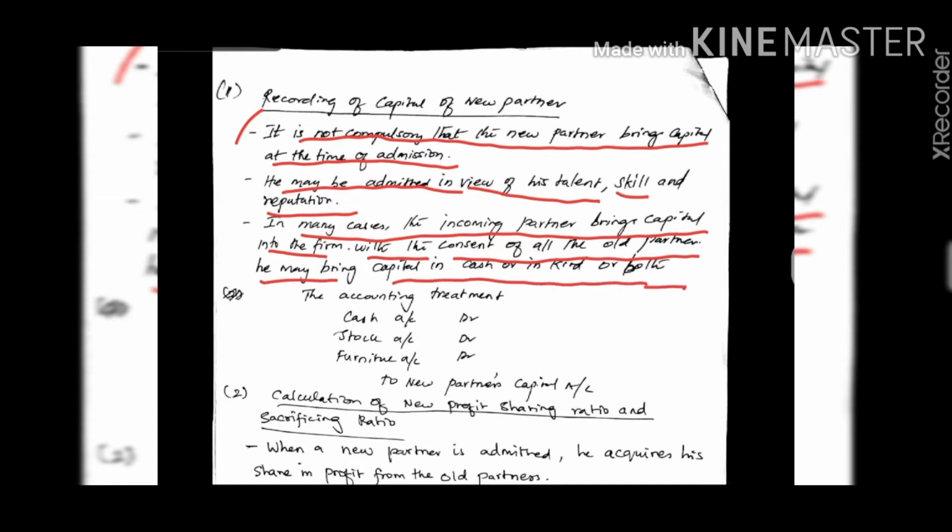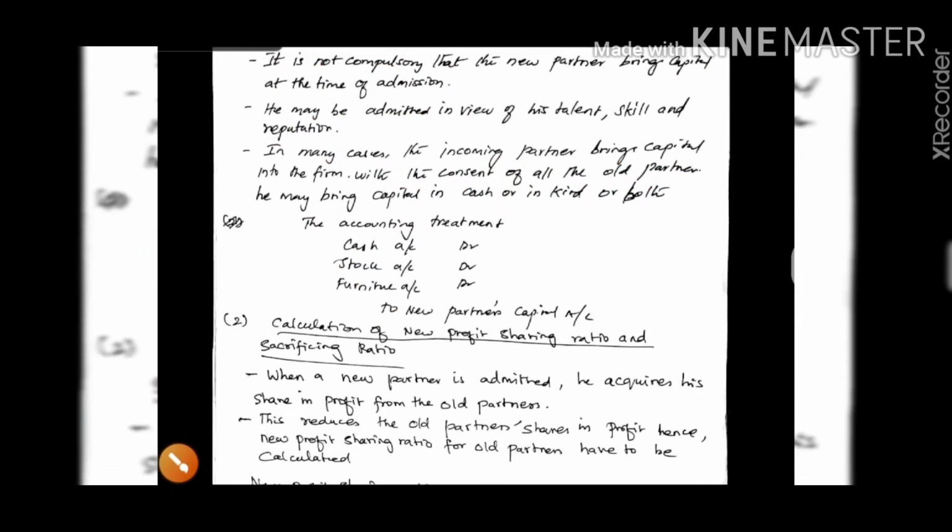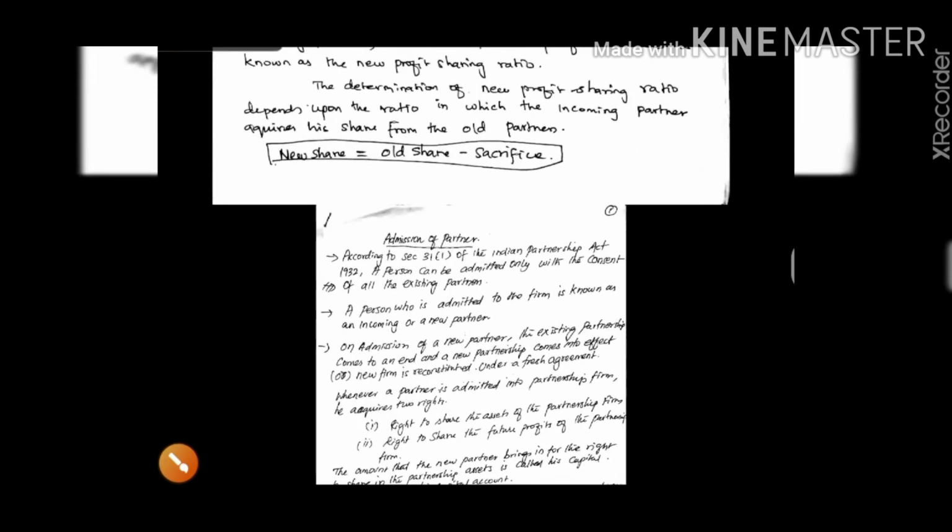The accounting treatment will be: if he brings cash, cash account debit to new partner's capital account. If he brings stock, stock account debit to new partner's capital account. Furniture or any other asset, furniture account or any other asset account debit to new partner's capital account. Number 2, the calculation of new profit sharing ratio.